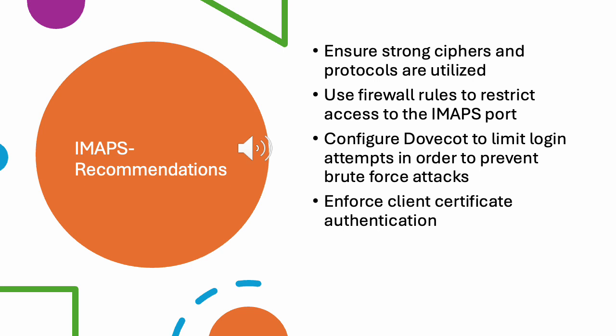To enhance IMAPS security, consider implementing the following best practices. The first one being using strong encryption ciphers and protocols. Ensure that only the latest and most secure TLS versions are enabled to prevent vulnerabilities. Second, implement firewall rules to restrict access. This means use network security policies to allow only necessary IP ranges to connect to the IMAPS server.